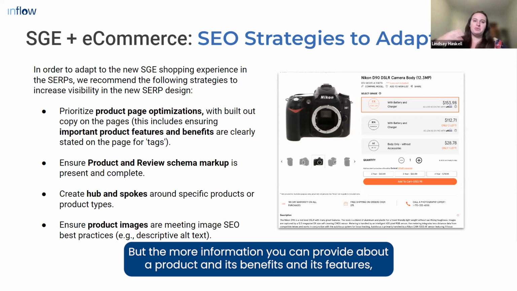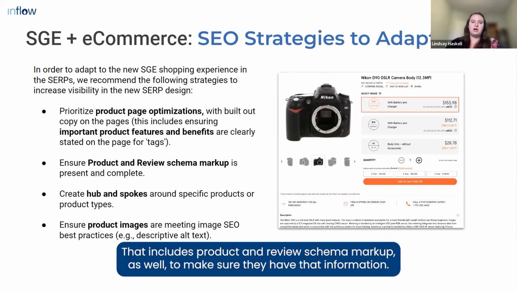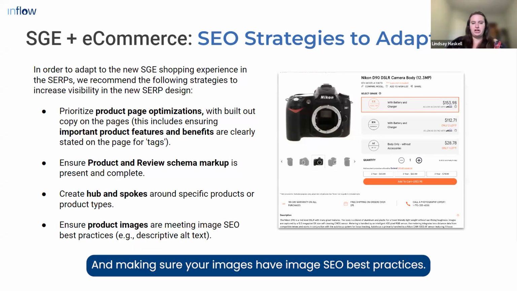isn't going to bring it in, but the more information you can provide about a product and its benefits and its features, that's going to further inform Google. That includes product and review schema markup as well, to make sure they have that information, and making sure your images have image SEO best practices.